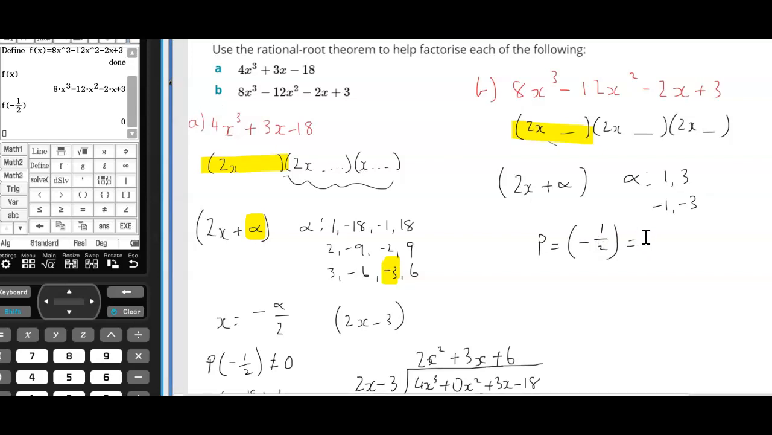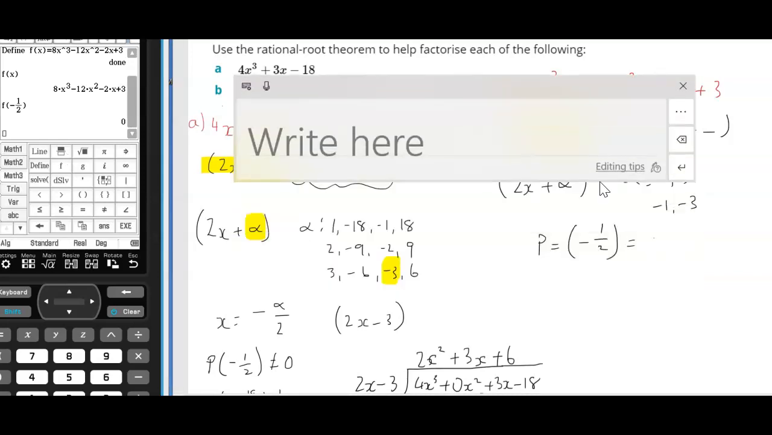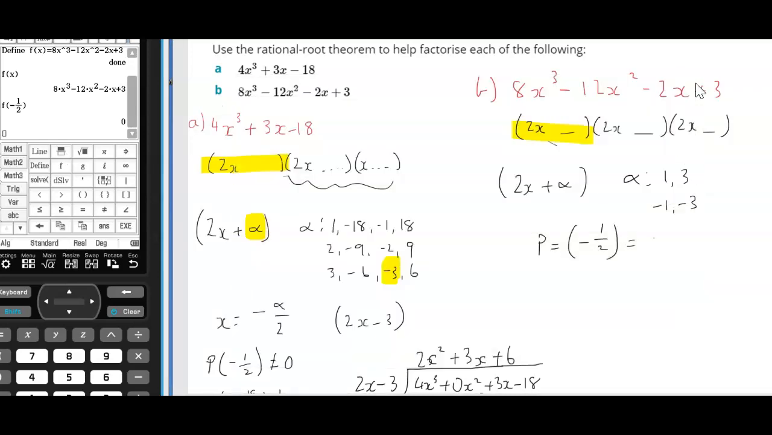Okay, so that means, oops, no, I don't want to write there. All right, can I write on it now? Good. So that means alpha is equal to 1. So your first factor is going to be 2x plus 1.